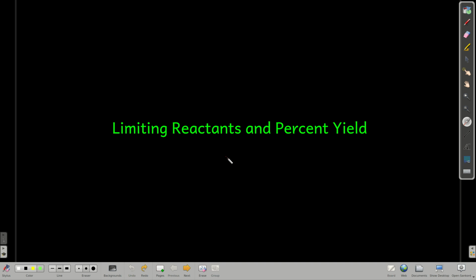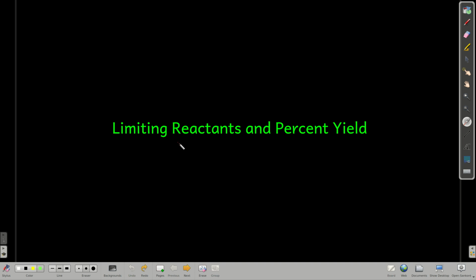In this module, we're dealing with limiting reactants and percent yield. First of all, what a limiting reactant is. In any real-life chemical reaction, one of the reactants will run out first. When that happens, the reaction stops because you need all of the reactants for that reaction to proceed. The reactant that runs out first, that's the limiting reactant.